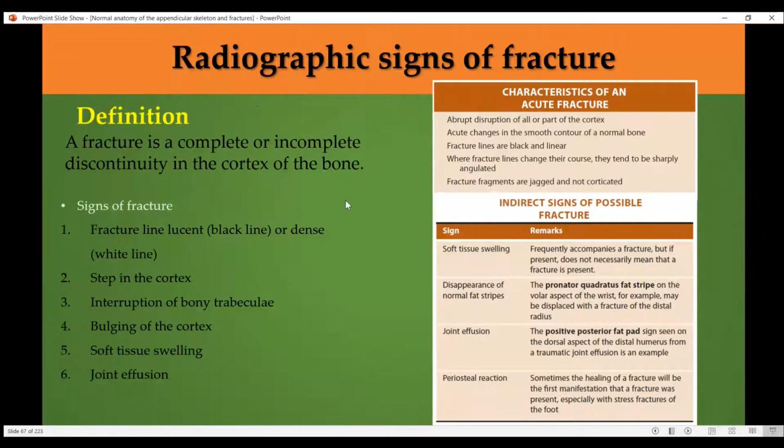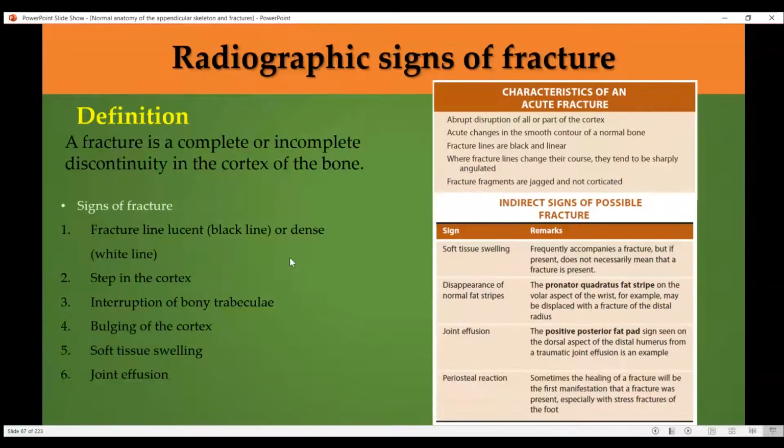Yes, there are certain features of the fractures which can be seen on the radiograph. So a fracture is generally radiolucent. It appears as a black line, mostly, or sometimes a dense white line in case of impaction, right?